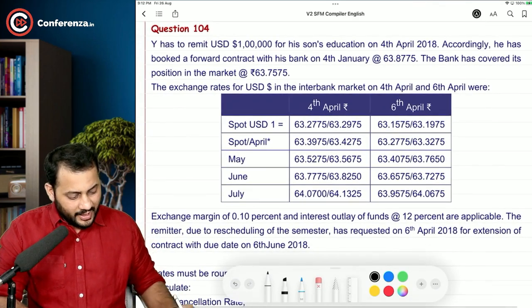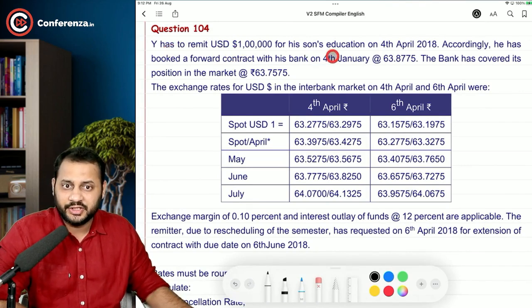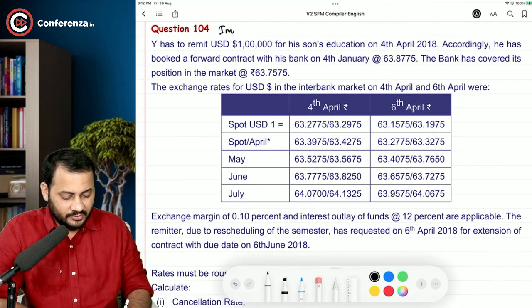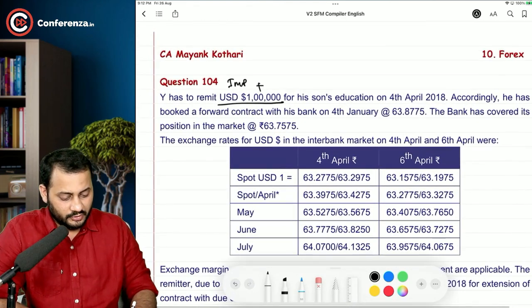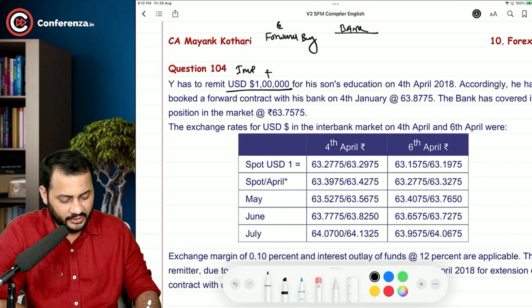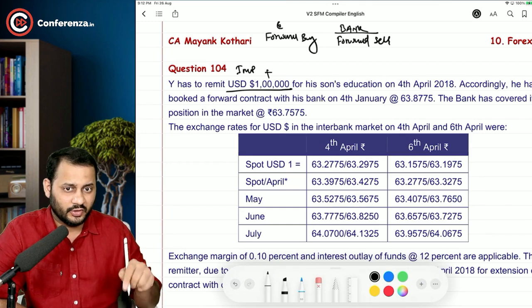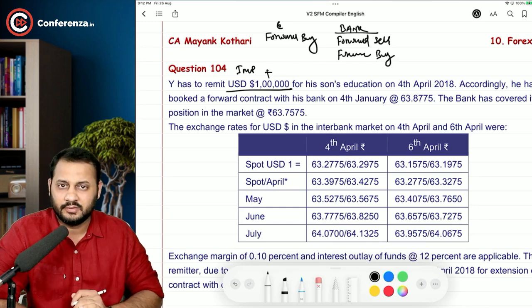See, Y has to remit 1 lakh US dollars for his son's education on 4th April 2018. Basically, he acts as an importer because he wants to buy dollars. So for a customer, it is forward buy, and we will speak from the angle of the bank. For the bank, it is forward sell, the original contract. What would have been the cover contract for the bank? Forward buy. So these are the 2 rates.